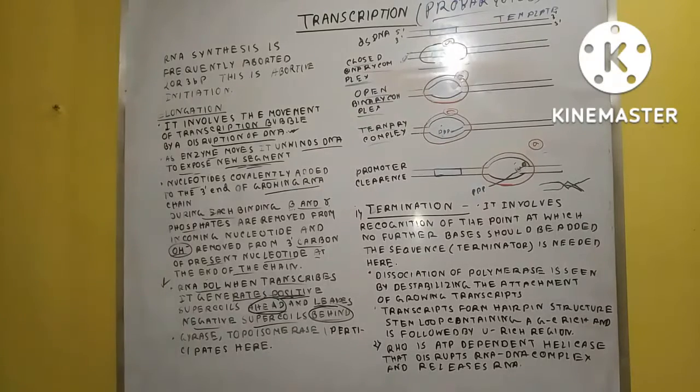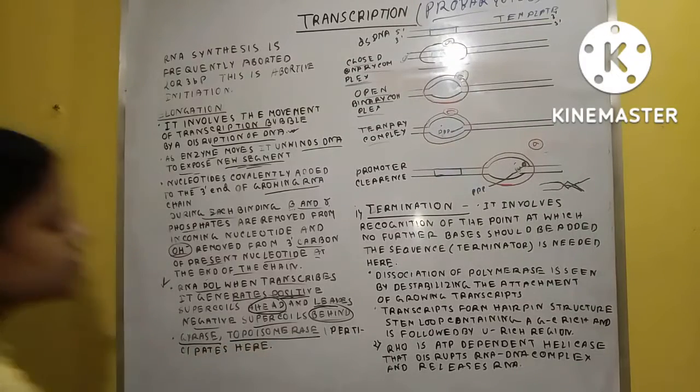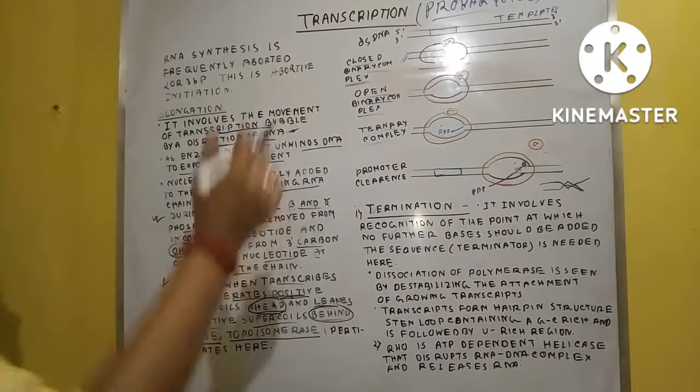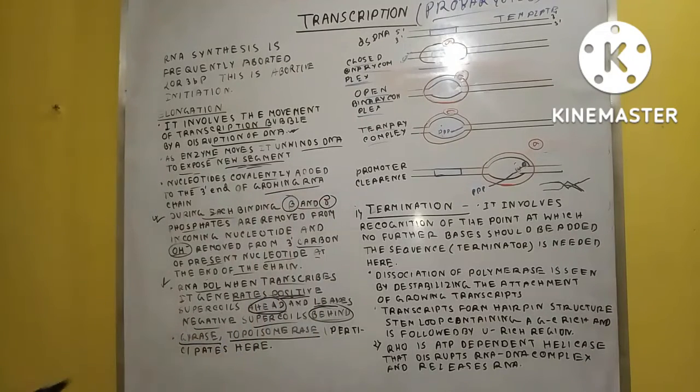And here another two enzymes are very important, that is gyrase and topoisomerase 1. They obviously participate here. So this is the elongation process. What you just learned here is the elongation process. This process is very important: the incoming nucleotide's beta and gamma phosphates are totally removed, and the hydroxyl group of the present nucleotide is removed, and then the bond is formed between the incoming one and the present one. Then the elongation is completed.